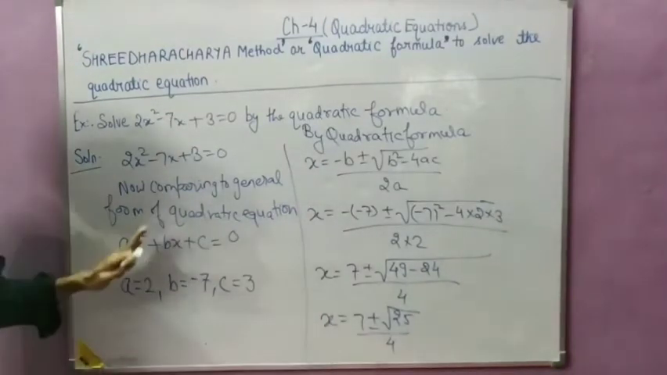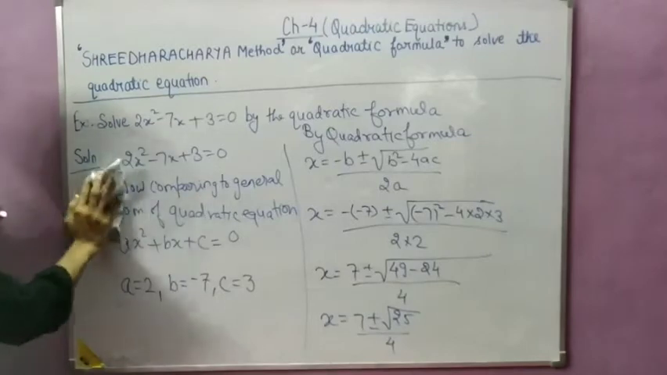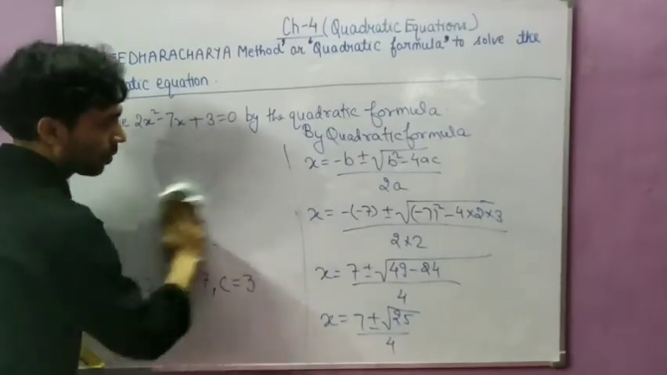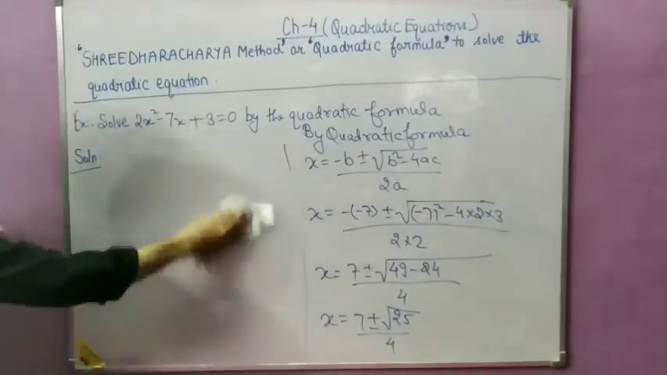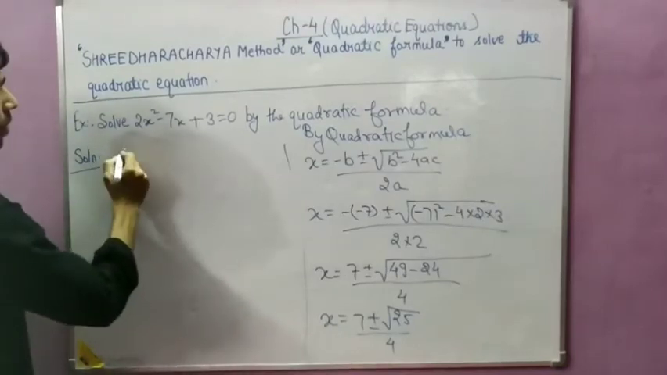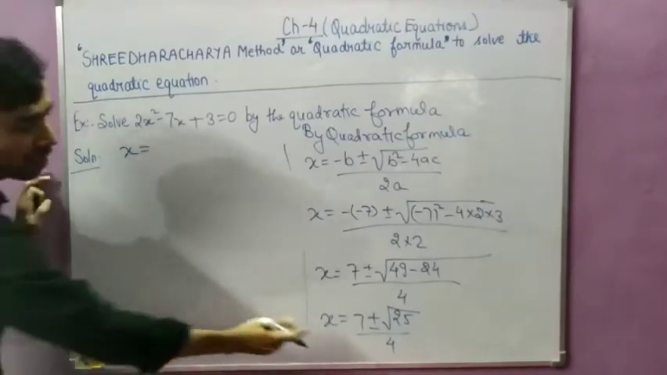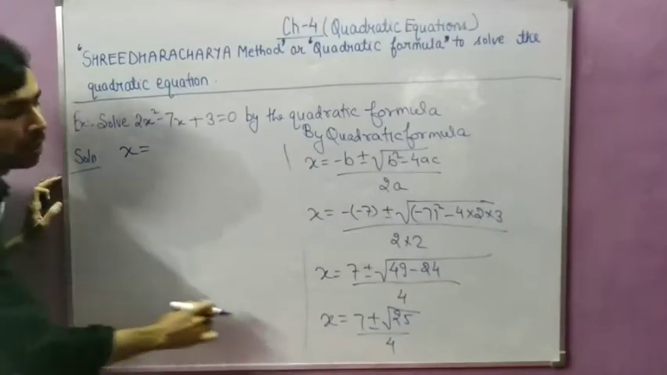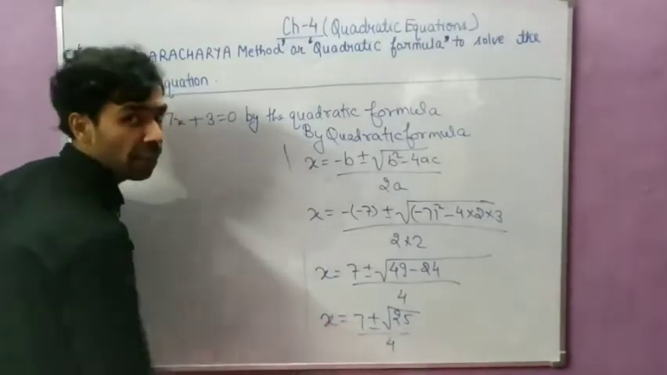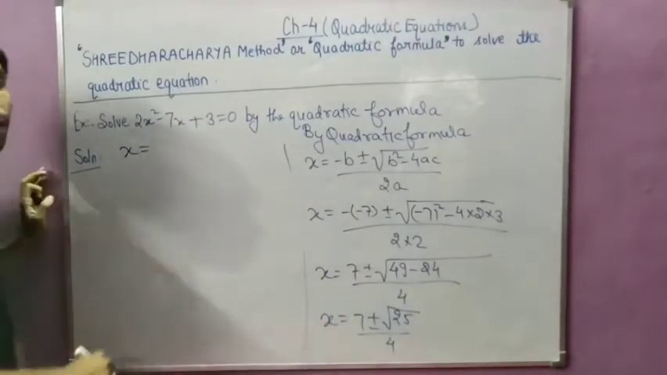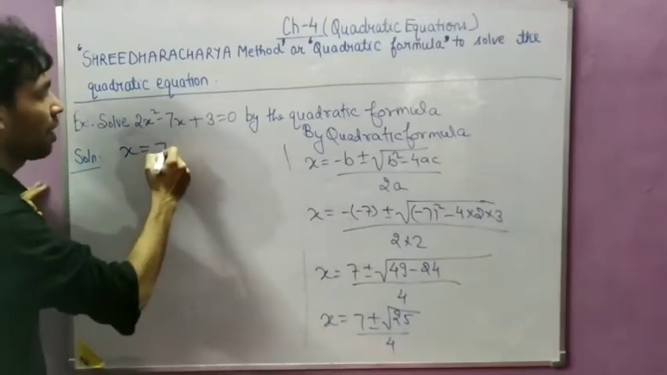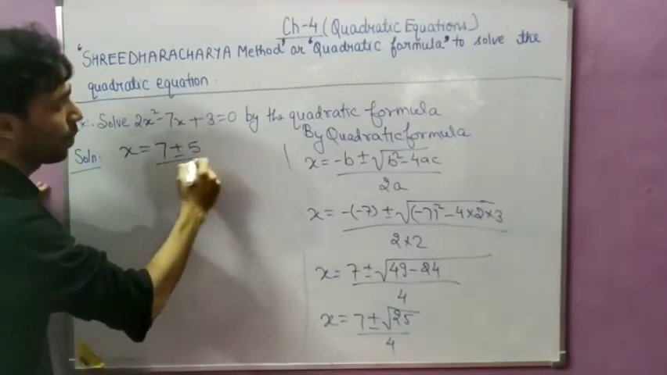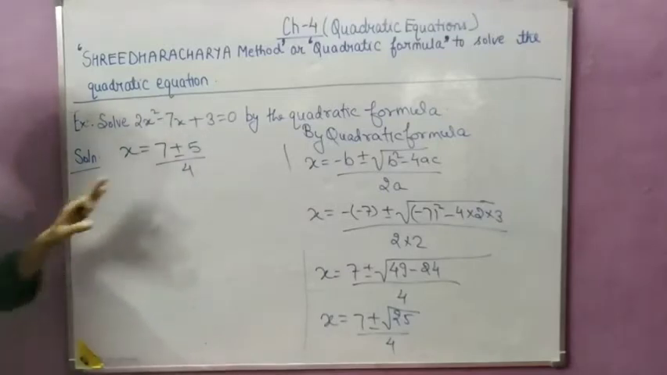Now student, I am going to delete this part, means remove this part. Okay. Now what is the value of x, student? Now see, x equal to 7 plus minus under root 25. Square root of 25 will be 5. So 7 plus minus 5 upon 4. Now this much you got.